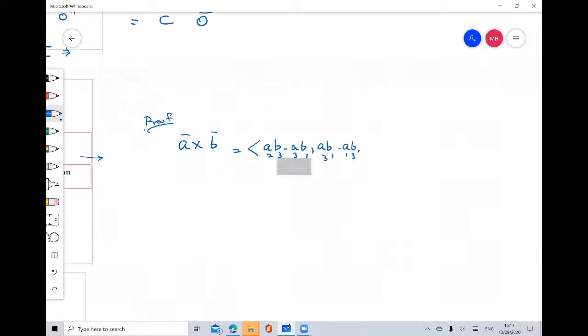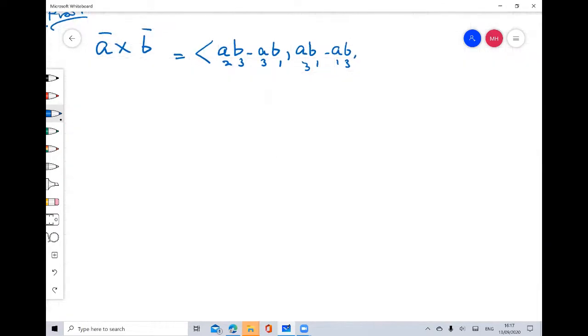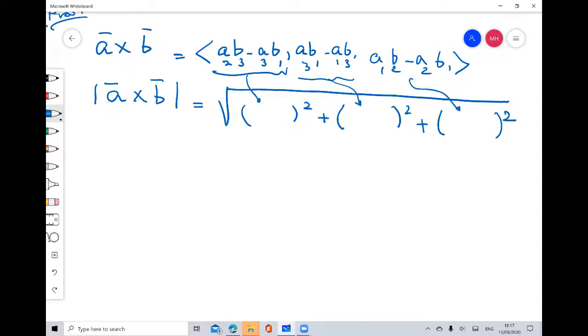Let's do it in one slide. A1 B3, and here A1 B2 minus A2 B1. Okay. Now we need to look at the length of this vector. That is, I'm going to take the square of the components, add them up under the square root. The first term, this is A1, I'll get it here squared, plus the second term squared, plus the third component of A squared.